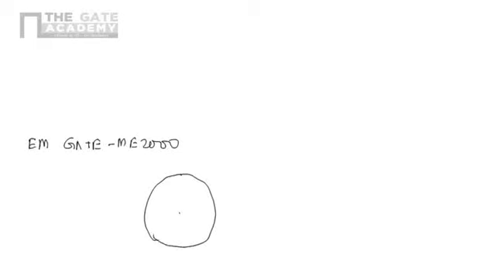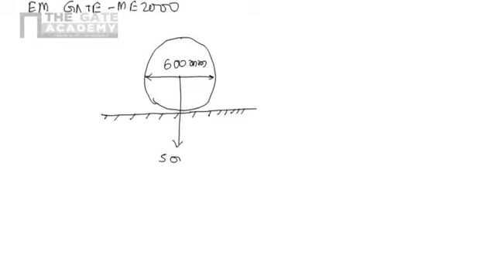Now let's take another problem of engineering mechanics which was asked in GATE in the year 2000. A steel wheel of 600 mm diameter rolls on a horizontal steel rail. This is a horizontal steel rail. It carries a load of 500 Newton.